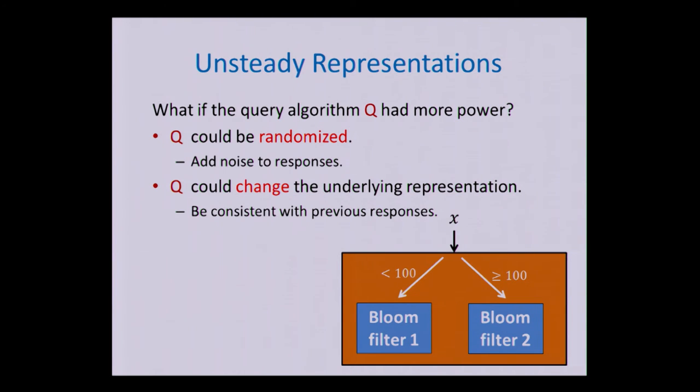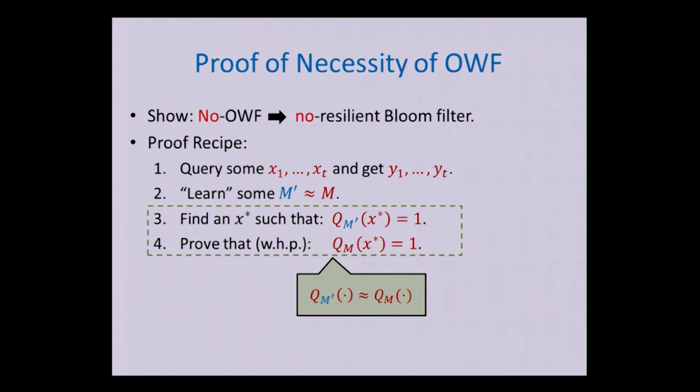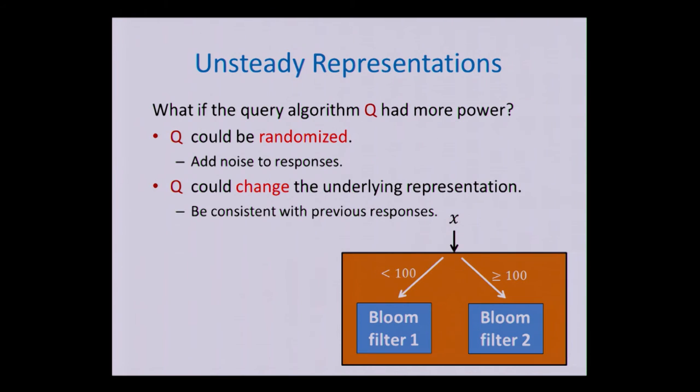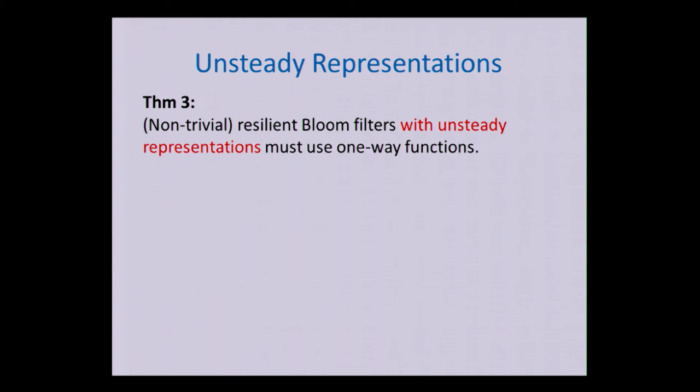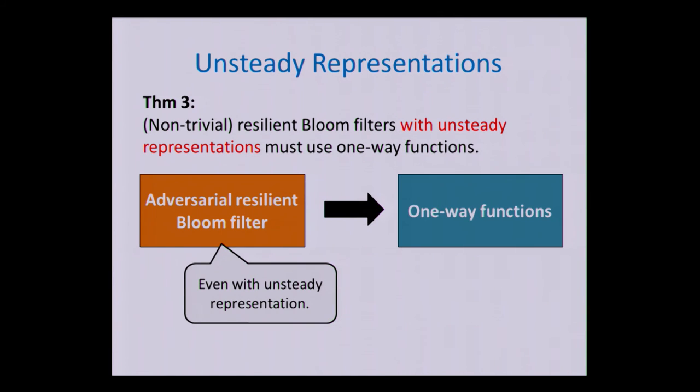So the algorithm from before, if t is known in advance, can never work. It eliminates any attack algorithm that uses a number of queries that is fixed in advance, because after t queries I'll just throw this Bloom filter away and use a totally fresh one. Nevertheless, our third result is that we show that the previous theorem, that you have to use one-way functions to construct adversarial Bloom filters, holds even for the unsteady case. So this additional power really doesn't give you more power.